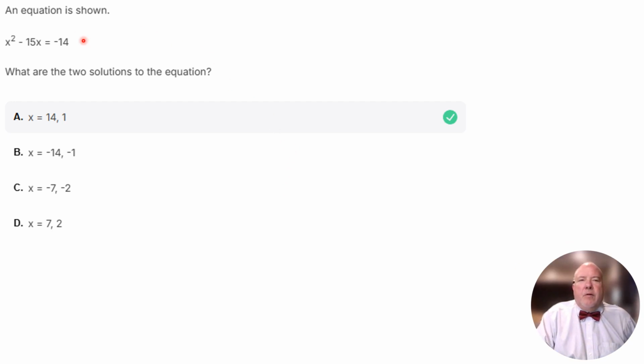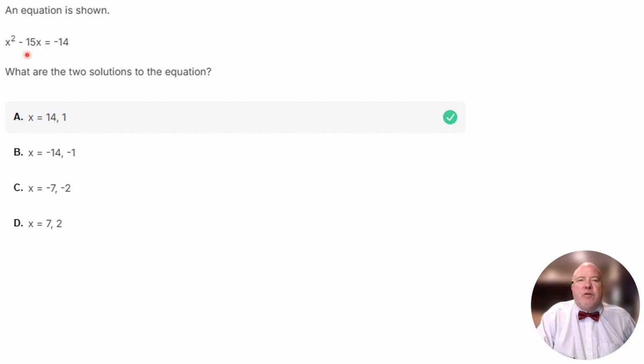So this question gives us an equation here and asks us to find the two solutions to this equation. First of all, this is what's known as a quadratic equation. And what makes it a quadratic equation is the exponent of 2 on the variable here. That's how you can tell this is a quadratic. So the way you want to solve a quadratic equation is first by factoring this equation.